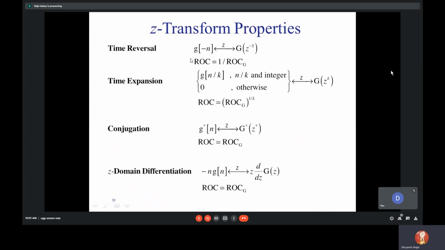So time reversal, and the ROC becomes the inverse of the ROC of the previous signal G of n. So the transform of G of minus n will have the inverse of the ROC of G of n. Okay. Conjugation property, Z domain differentiation property. This is important because here you see the minus is coming here, so there is no minus here. If it is just n into G of n, then there will be a minus Z sign here. Minus Z into d by dz of G of Z.